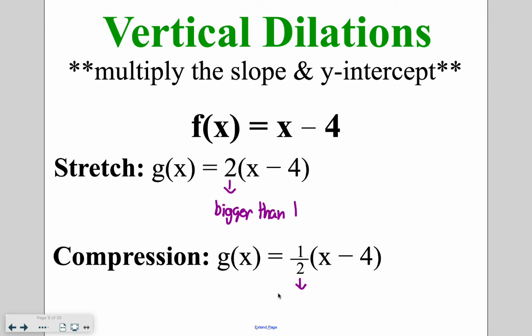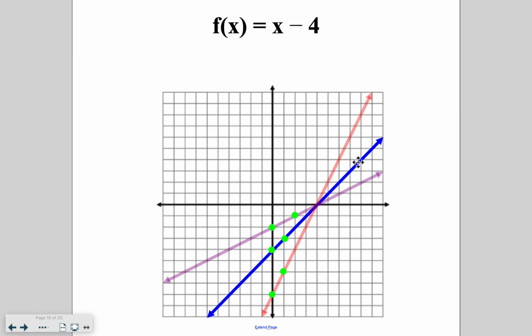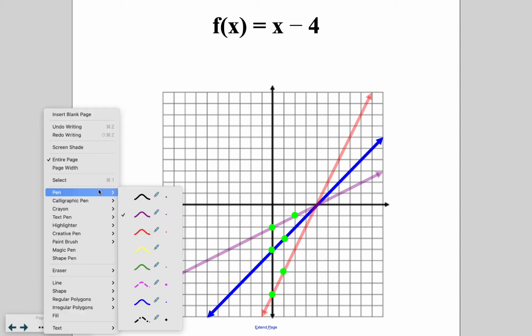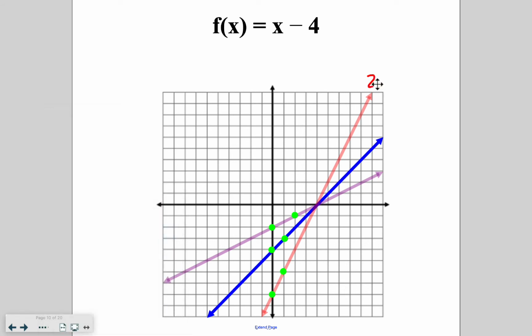If you are multiplying by a number between 0 and 1, it's going to be a compression. So what does that look like? We have our first one, which was our stretch, and that would, when I multiplied by 2, give me the equation of 2x minus 8. So this red line is our stretch. Notice that the vertical stretch makes it steeper than the original line.